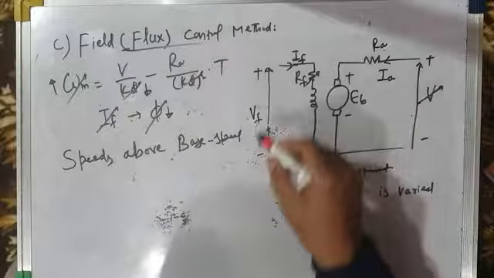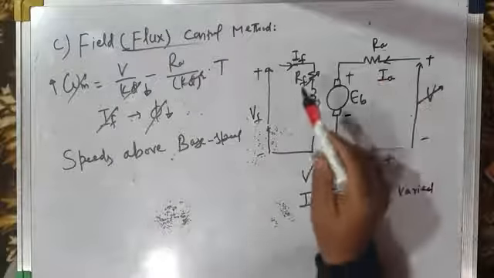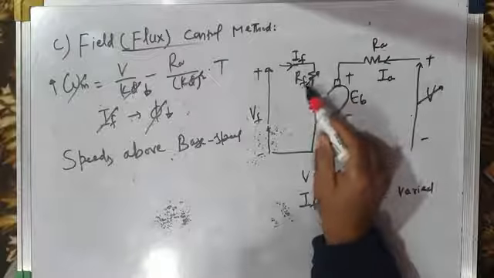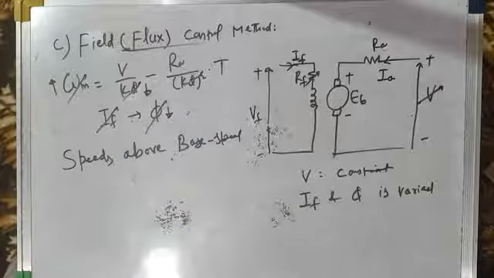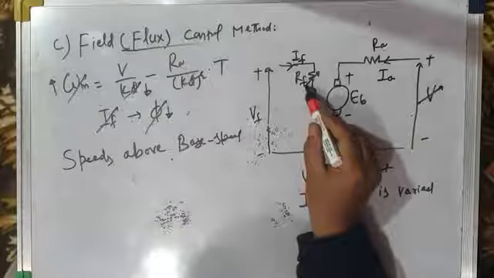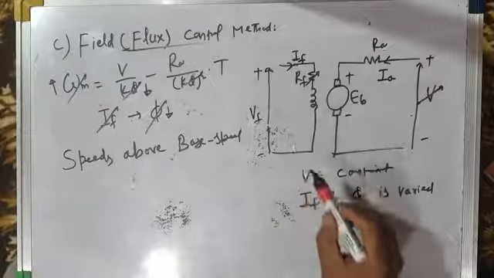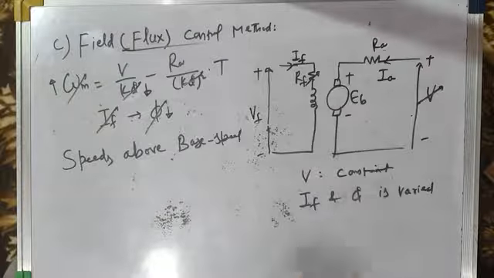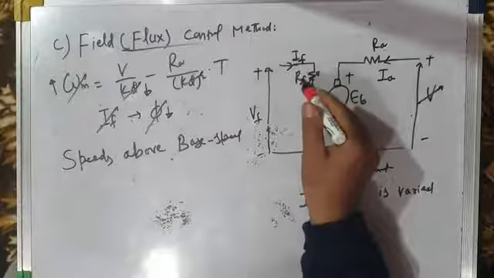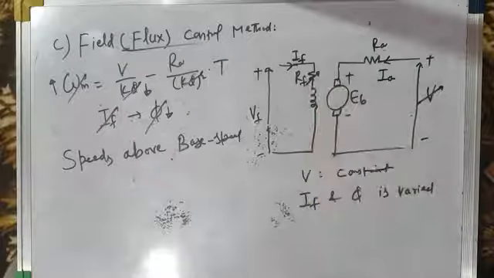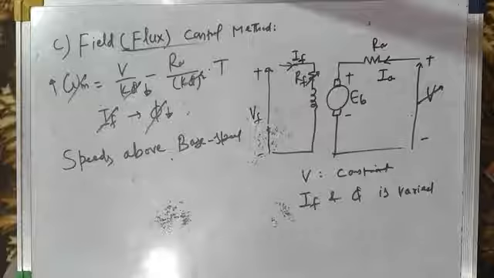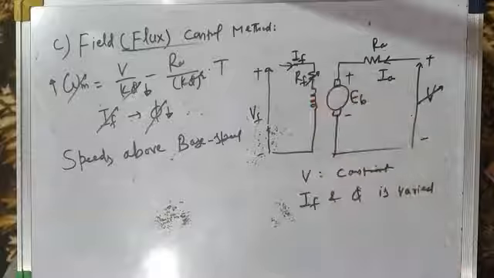Now you may pose a question here: just like the armature resistance control method, since we are putting a resistance in series with the field circuit, will it not produce I square R losses? The answer is yes. But the IF square RF losses will be very, very small, because we already know that the field winding has very high resistance, and the field current is already very small. It may be a couple of amperes, maybe 1 or 2 amperes, and it will not produce a large I square R loss.